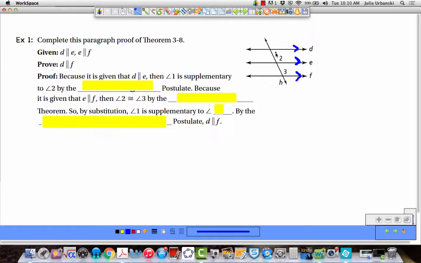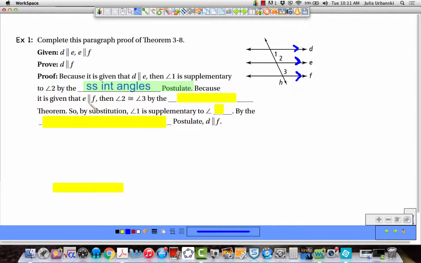So because it's given that D is parallel to E, angle 1 and angle 2 are supplementary by what reason? What makes angles supplementary? Same side interior angles theorem. Good. So fill in the blank right here. Angle 1 and angle 2 are supplementary by the same side interior angles postulate. They use the word postulate, but we use the word theorem. It means a rule. Okay. When two lines are parallel, these two angles are supplementary.